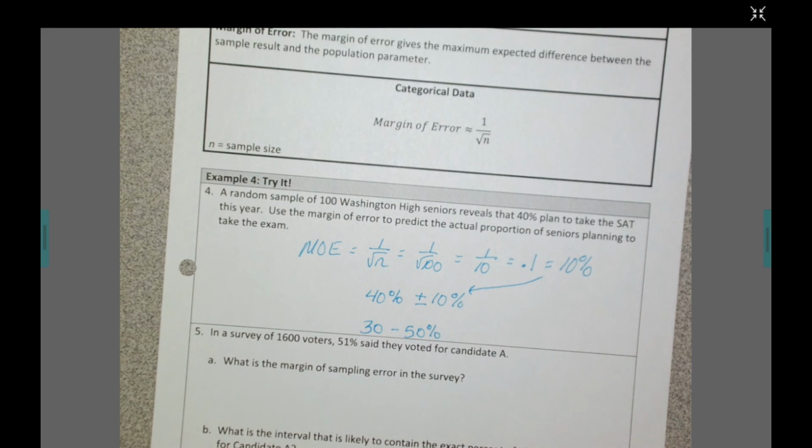Now, what we could do to improve the margin of error or lower it, so get our question to be better to the value that's actually going to be, is to sample more people. The more people you sample, the lower the margin of error is going to be, which means that the conclusions we're making are going to be more accurate for the population.